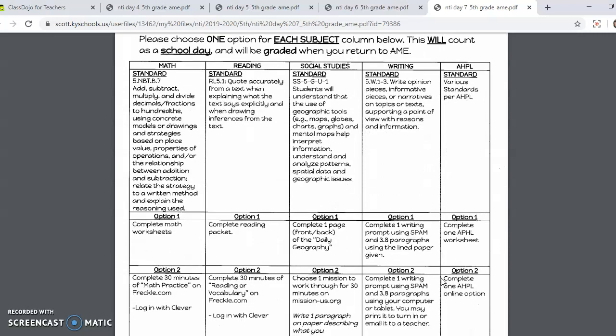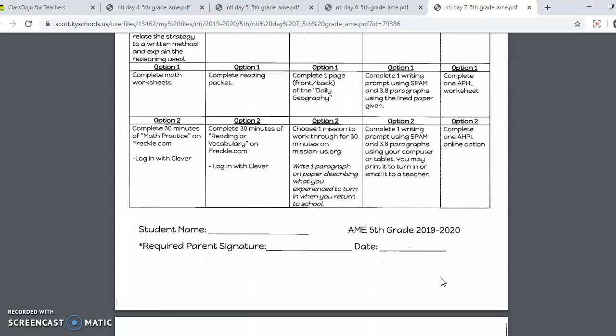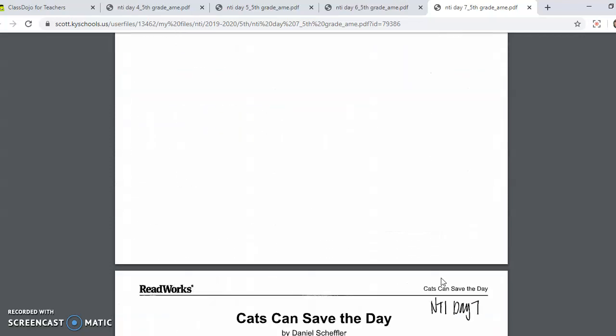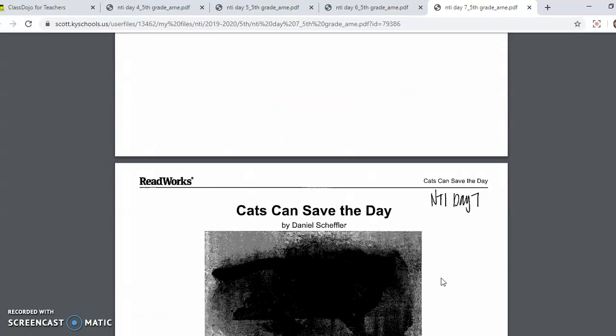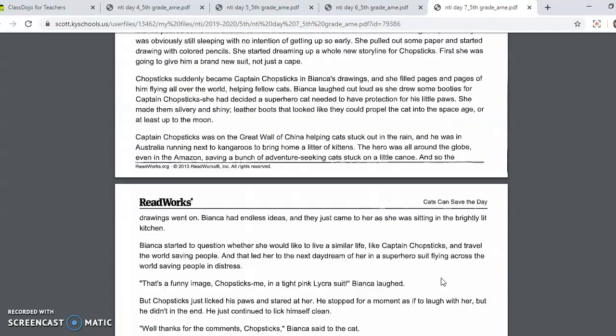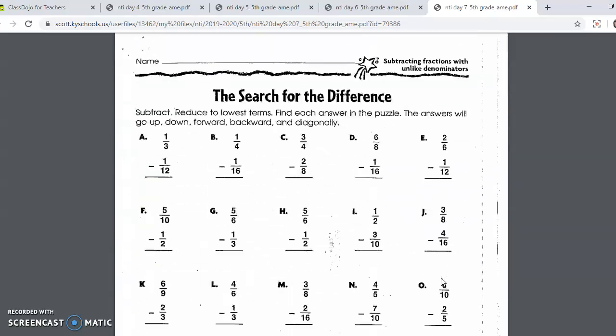Okay, you have your paper options, and like normal, you can do your 30 minutes per subject of Freckle, Mission US for social studies, along with your paragraph, and then writing you can complete through Google Docs and send to me as well. For reading today, you have a passage called Cats Can Save the Day. That's on ReadWorks. And then you have some questions to answer here.